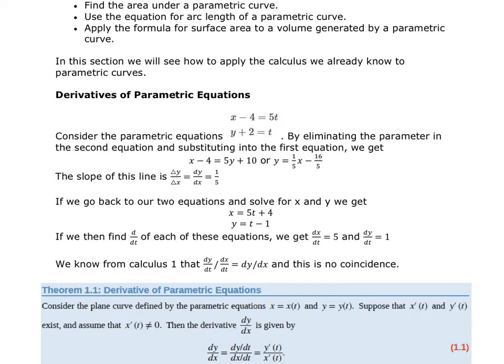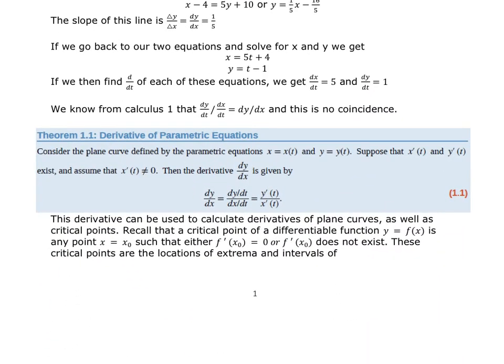And you'll notice that if I put it back into just x and y, write y as a function of x, then I can take the derivative and I get the exact same answer, without having to go through that whole process. That is not a coincidence. Let's take a look at our first theorem.